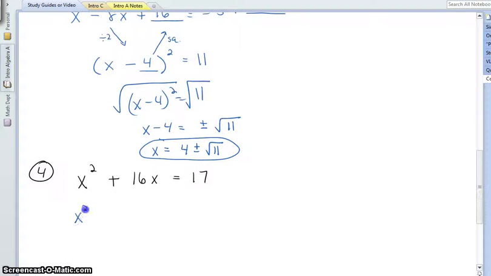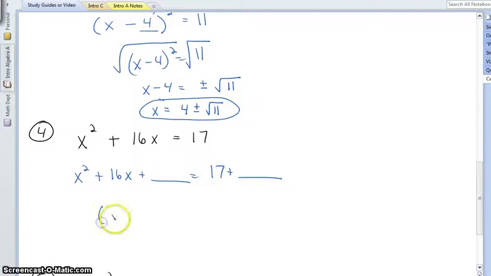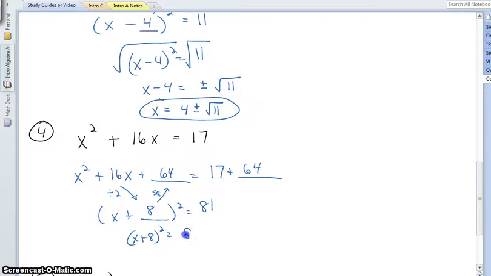Here I need to figure out what I need to add to both sides to complete the square. So I'm going to use that little trick again. Divide by 2, you get 8. Square it, you get 64. 17 plus 64, 81. So now I have x plus 8 squared equals 81. Take the square root of both sides.